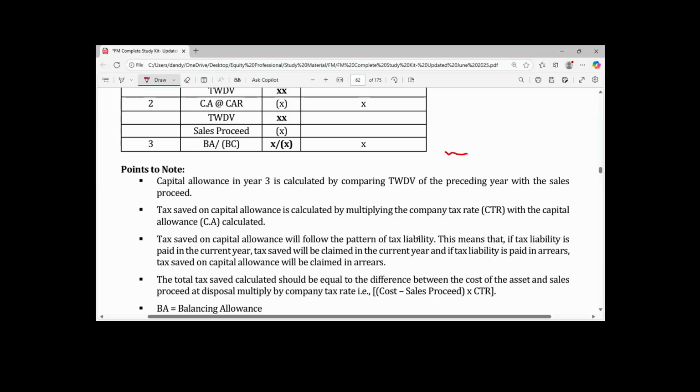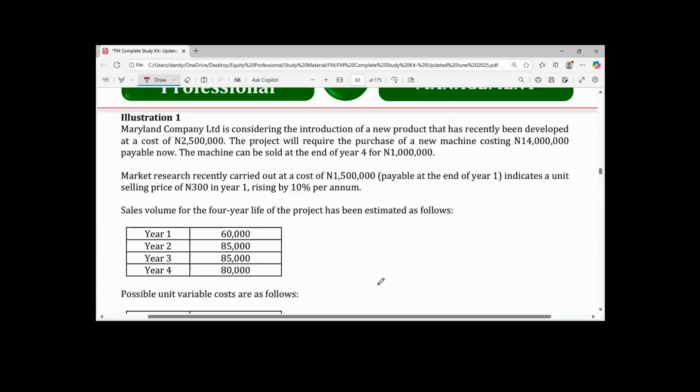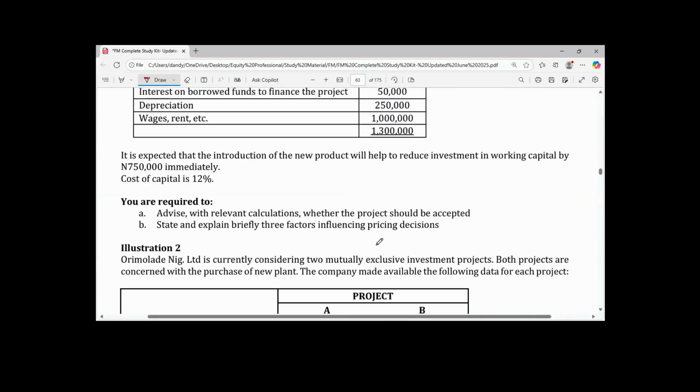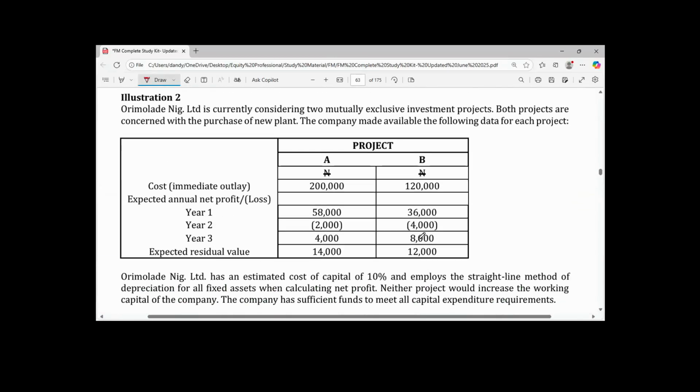Let me see, which question are we going to start with today? I need you to open the material at your end so that we follow through together. Yes, let's start with this illustration number 2.